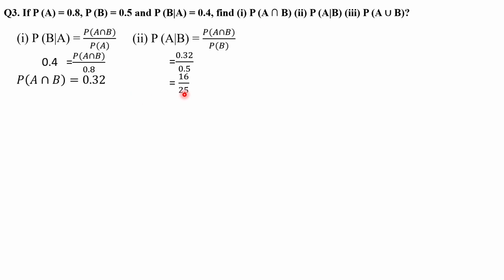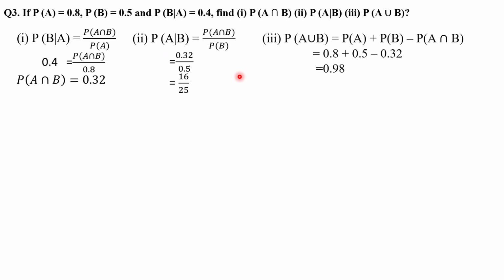For the second part, you just need to put in the same formula and you will get that answer too. Now for the third part, as you know, P of A union B is equal to P of A plus P of B minus P of A intersection B. That means the probability of A union B, where either is happening, is the probability of A plus the probability of B minus the probability of A intersection B, which is what is common between A and B. So you just need to put the values and you will get the answer for the probability of A union B.